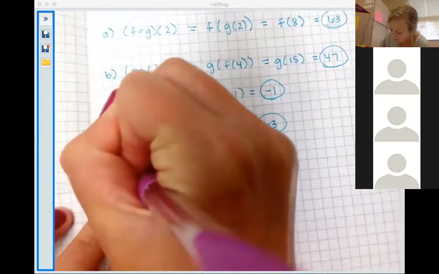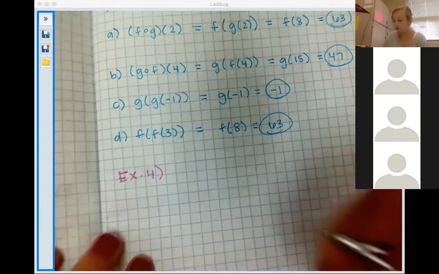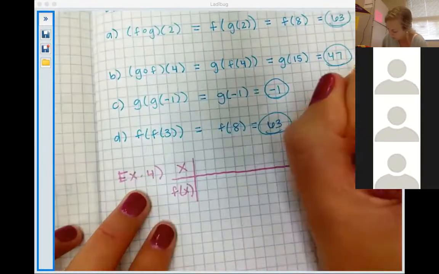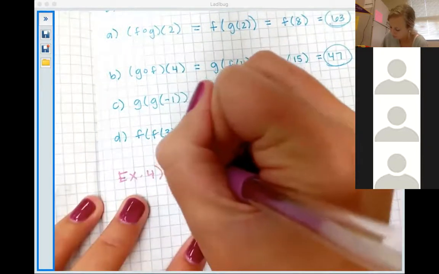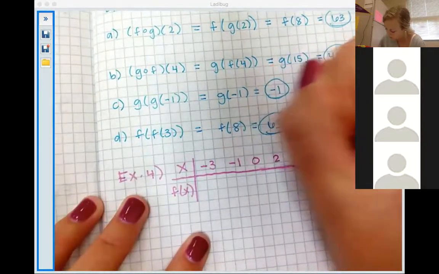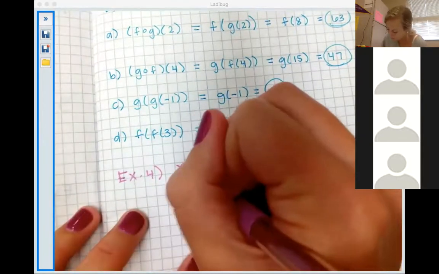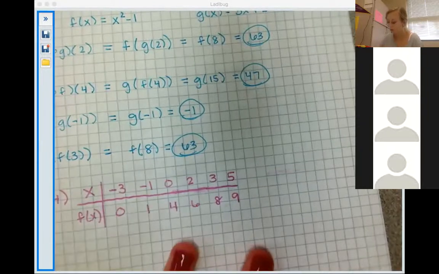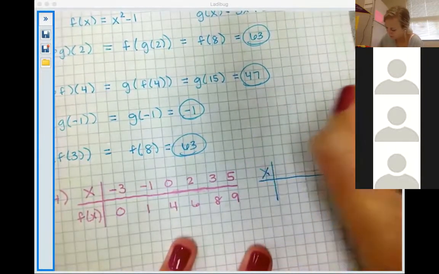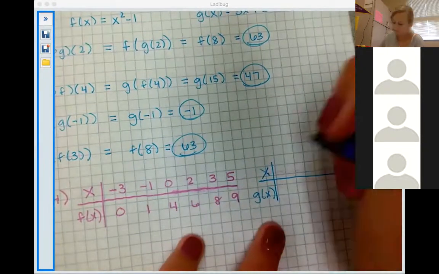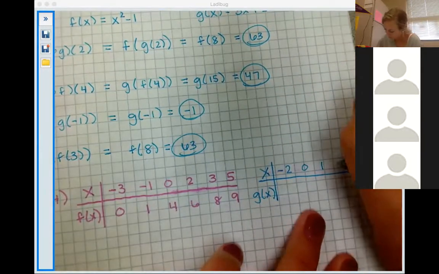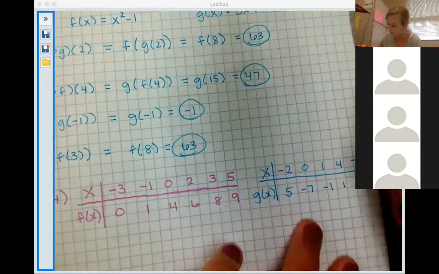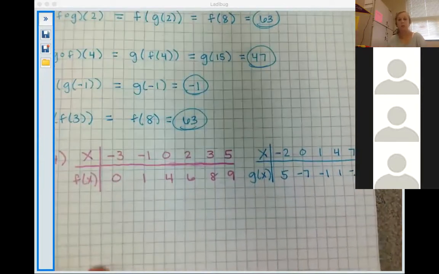So this is example 4 from tables. These are the 2 tables we were given. I'll give y'all time to copy these down. So there's your first table. And there's your second one. So y'all get those tables down. Let me know when you're ready.